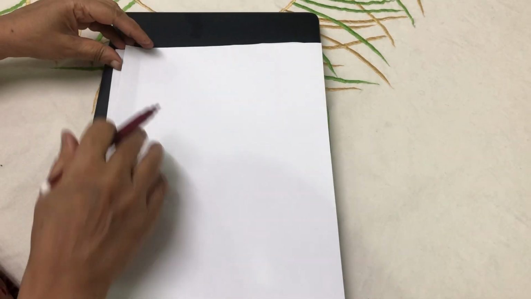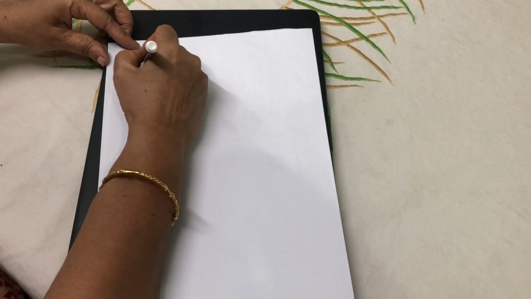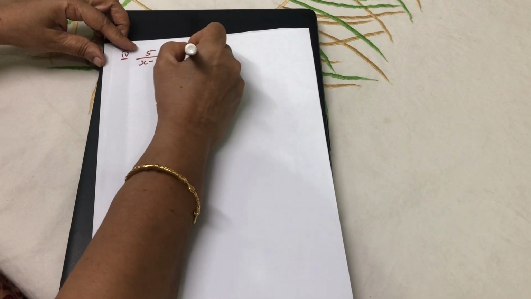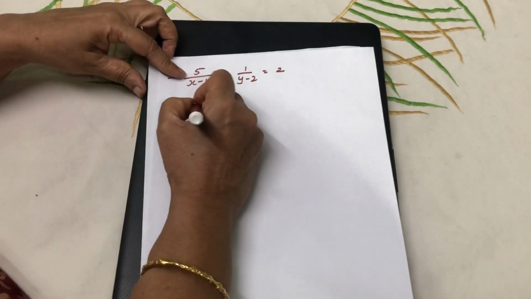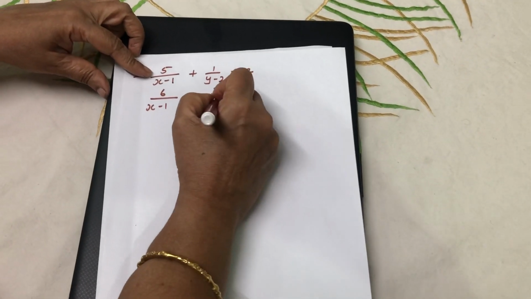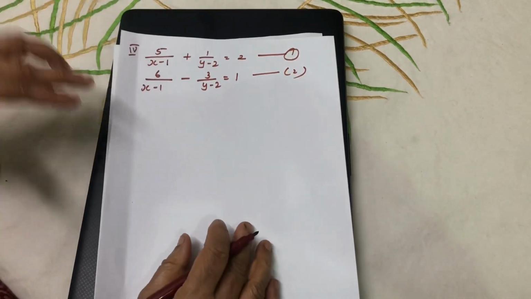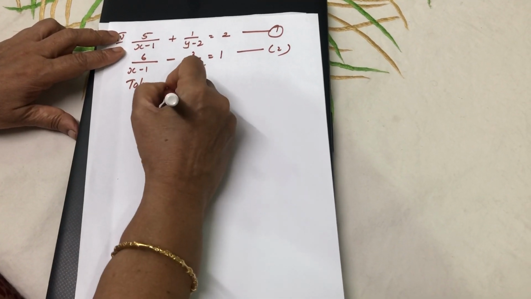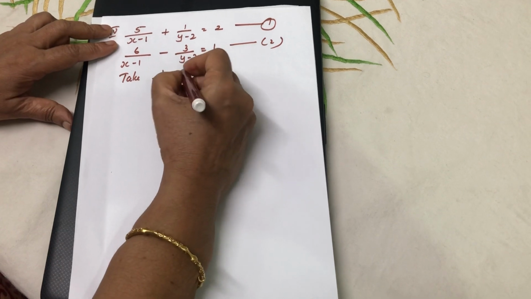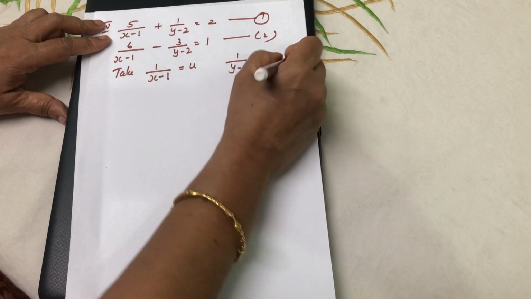Now the next question, number 4. 5 by x minus 1 plus 1 by y minus 2 is equal to 2. 6 by x minus 1 minus 3 by y minus 2 is equal to 1. This is the first and this is the second equation. Here also you have to take 1 by x minus 1 as u, and 1 by y minus 2 as v.